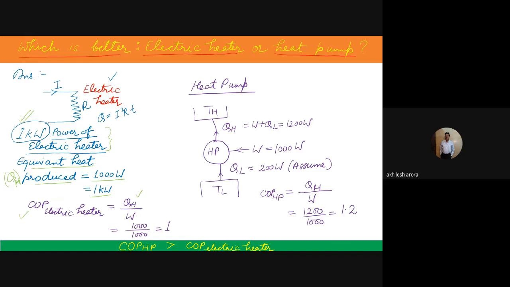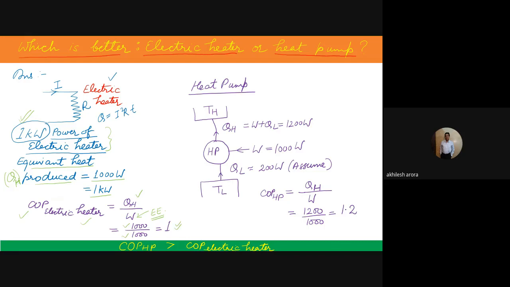Here instead of work we are actually inputting electrical energy, but that electrical energy can also be considered as work. The amount of electrical energy input to the electrical heater is 1000 watts, and an equivalent amount of heat is produced by the electrical heater. So the COP of the electrical heater is 1000 by 1000, and it comes out to be 1.